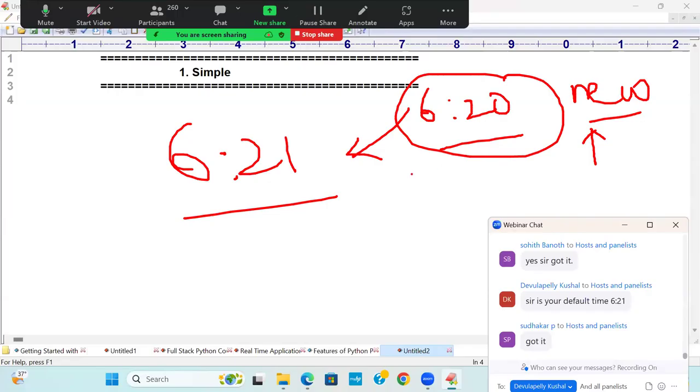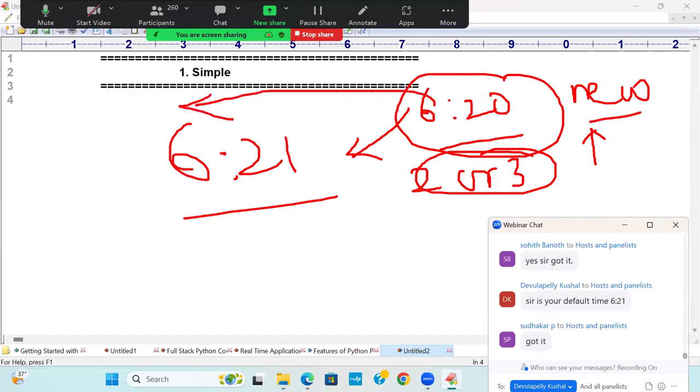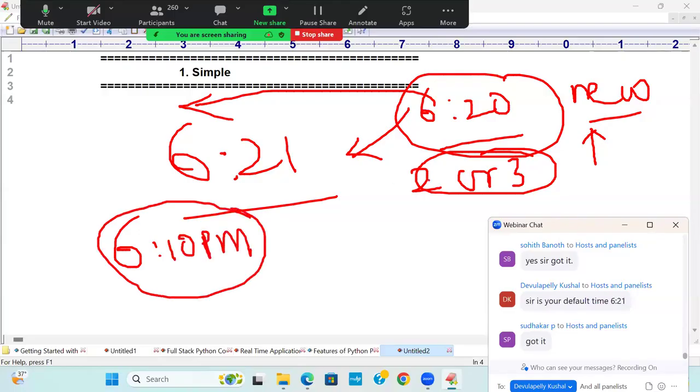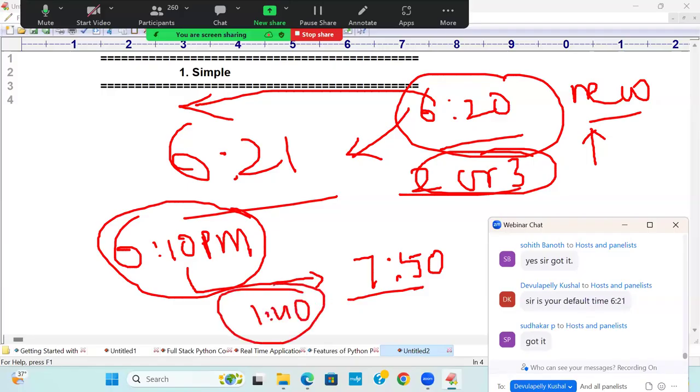This is only for 2 to 3 days. 2 or 3 days I will continue. Later, I will shift my class 10 minutes early. Within that 10 minutes, that is called 6:10. I used to start my class daily after 2 to 3 days. And this 6:10, almost I will take until 7:50. So that is 1 hour, 40 minutes I will take.